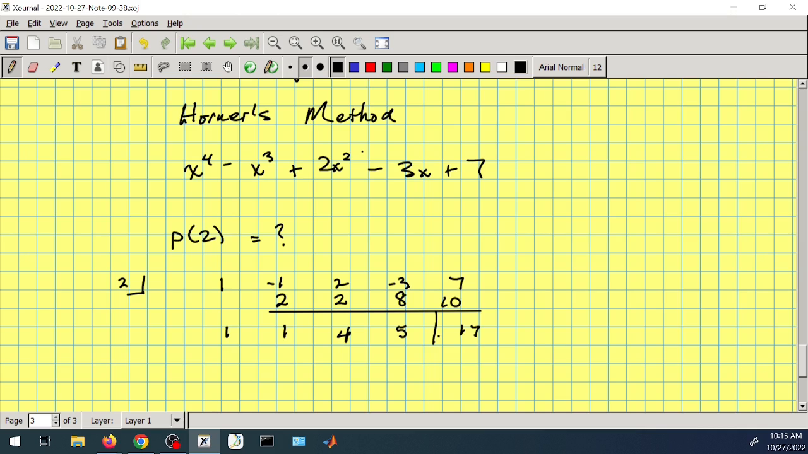And the remainder theorem says, so x minus 2, I get x to the fourth minus x cubed plus 2x squared minus 3x plus 7 is equal to x cubed plus x squared plus 4x plus 5 times x minus 2 plus 17. Right? And the remainder theorem says if I plug in 2, no matter what x cubed plus x squared plus 4x plus 5 is at 2, I'm multiplying it by 0. Right? So I know the answer. It's 17.